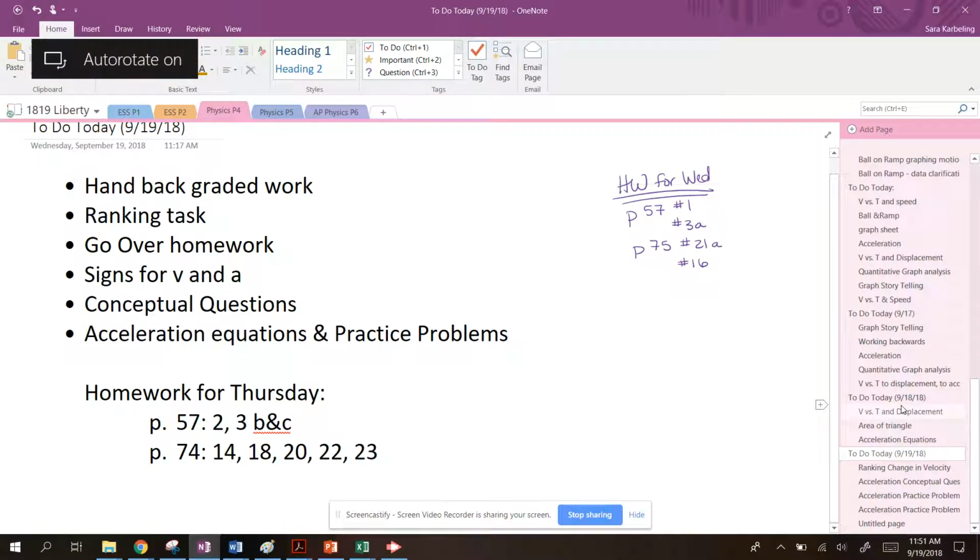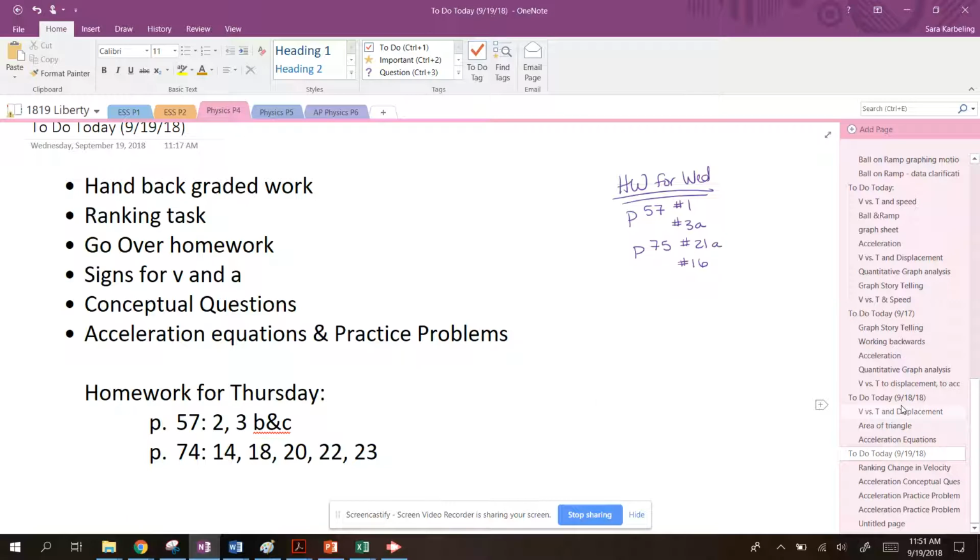Taking a look at our list of things to do, we've got some stuff to do today. We're going to do a ranking test real quick first, then we're going to go over homework. And we're going to do some new content that's just going to help us solidify all this. And we got some more problems to work on for tomorrow.